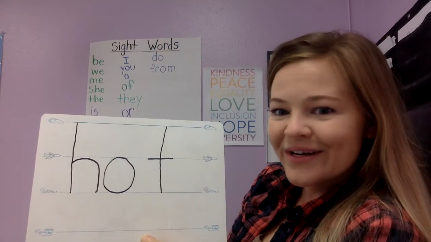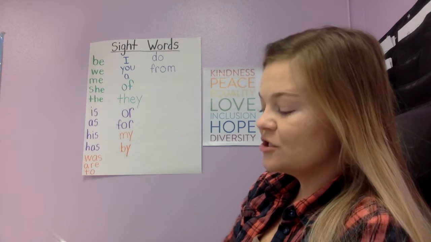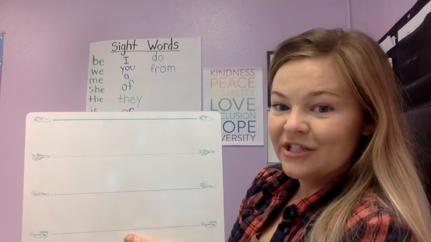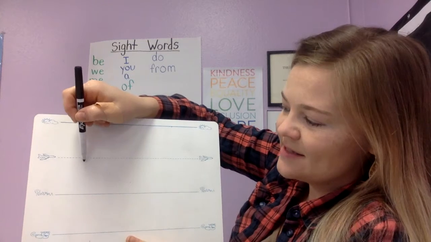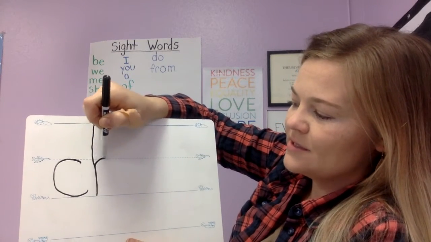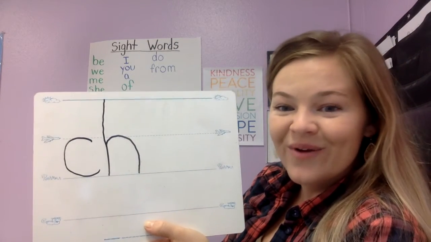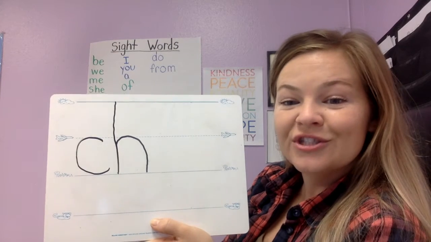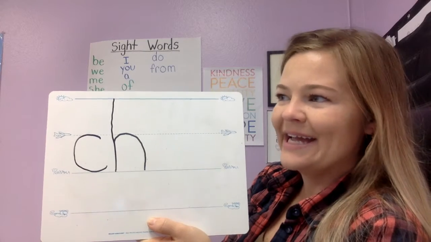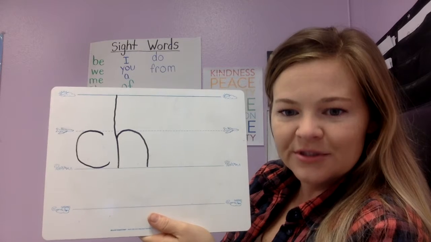Okay, last thing we're gonna do. Let's erase our boards and let's spell a word that starts with a CH together. All right, let's write our C and let's write our H. So CH together makes a ch sound. So we know our word is going to start with a ch. Okay, we're going to write the word chop. Like you saw your parents making dinner and they were chopping vegetables. Chop.